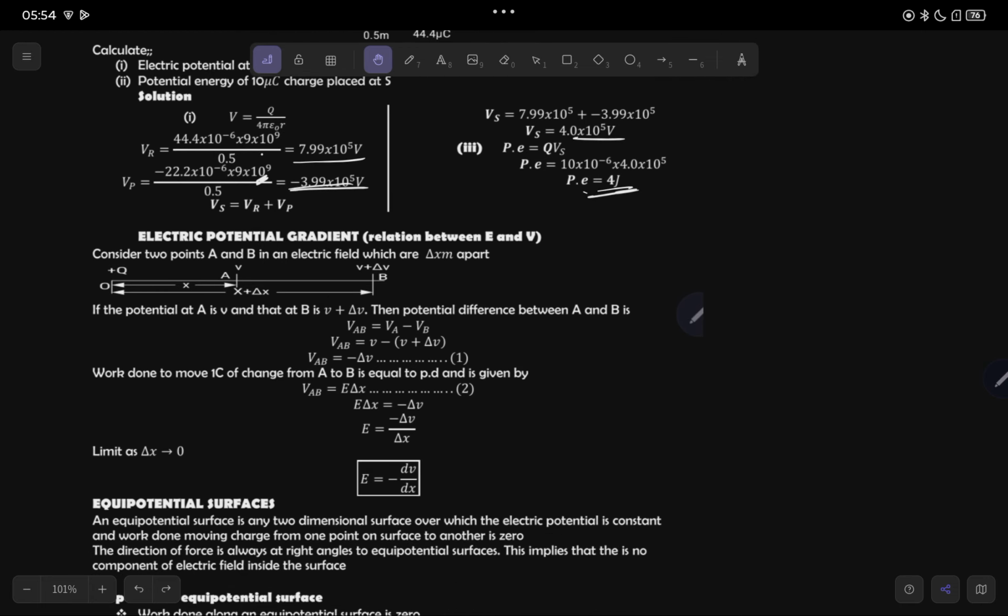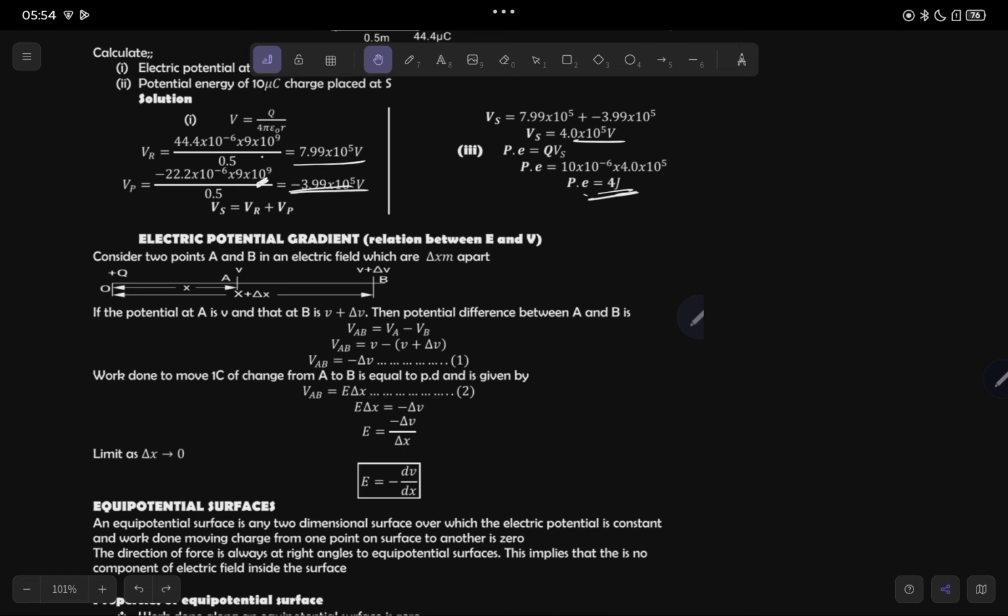Electric potential gradient. We want to look for the relationship between electric field intensity E and the PD between two points, V. Now, we have to consider two points A and B. As in this figure, we have A here, we have B, which are delta X meters apart.